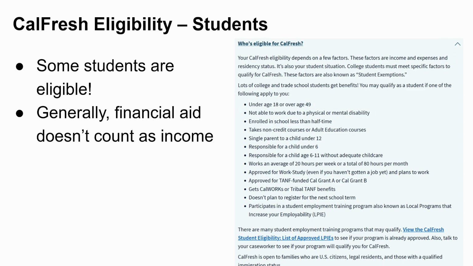Also, this list of things that I have on the right here is for who's eligible for CalFresh. If only one of these things qualifies for you, you might still be eligible for CalFresh. Again, it's a complicated process.